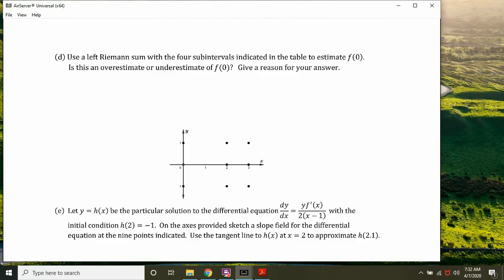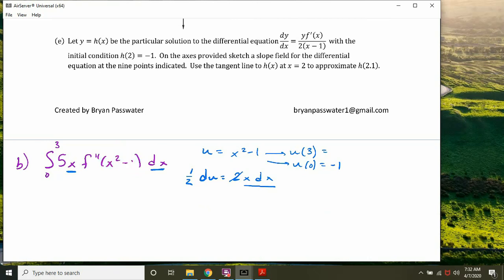Son of a gun, it's x squared minus 2 in the quantity. Let me change that real quick. Thanks, folks. Sorry about that. That will have a slight effect. X squared minus 2 is our u. Doesn't affect the du.